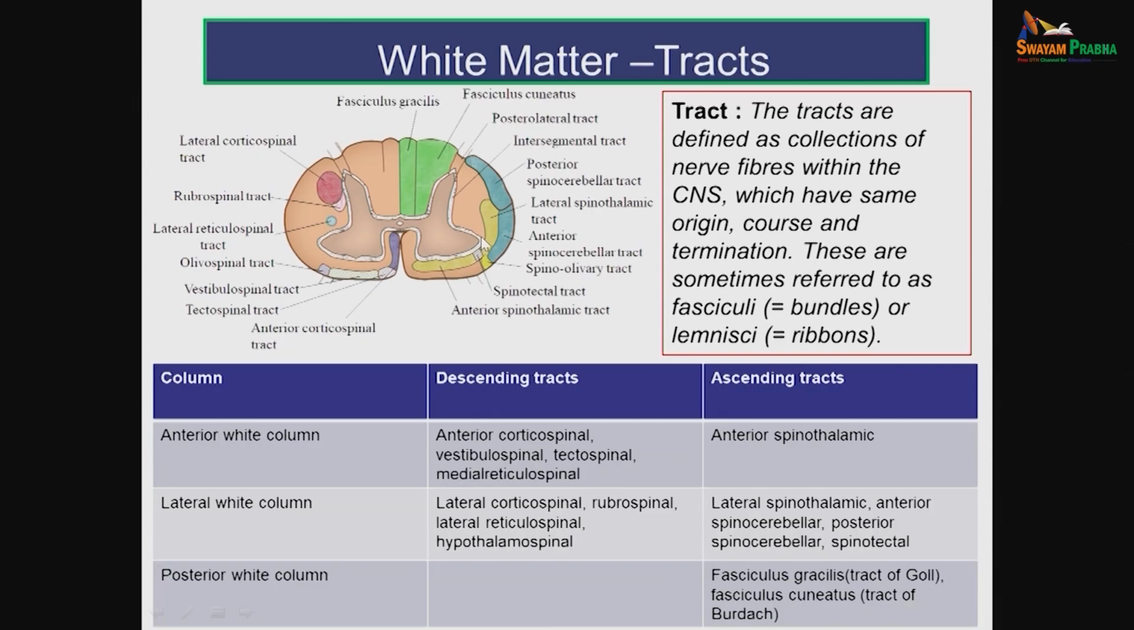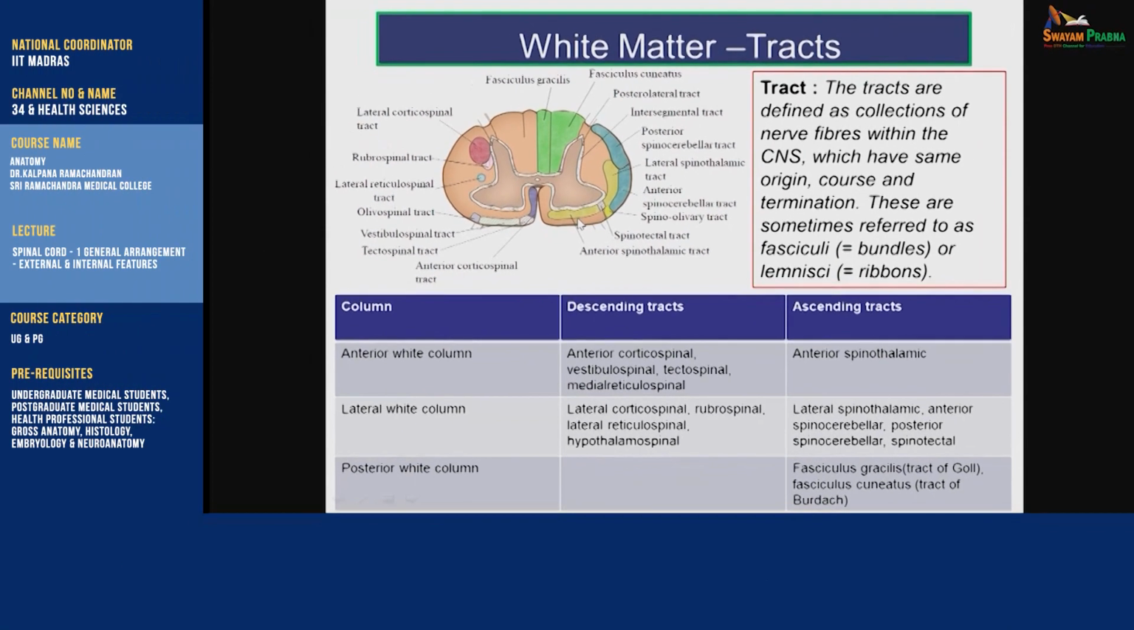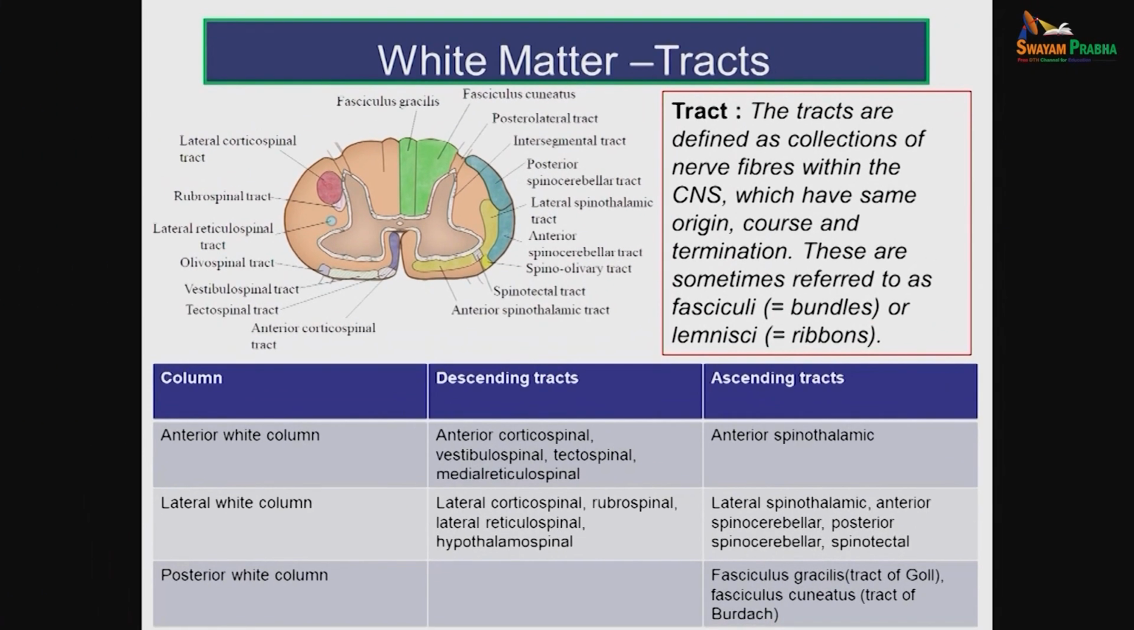Next lecture will be on the various tracts of the spinal cord. I will just mention the position of the various tracts in relation to white matter. So white matter is composed of nerve fibers, neuroglia and blood vessels, and it is composed of various tracts. A tract is nothing but a collection of nerve fibers within the central nervous system, which have the same origin, course and termination. They are sometimes called fasciculi, that is bundles, or lemnisci, that means ribbons.